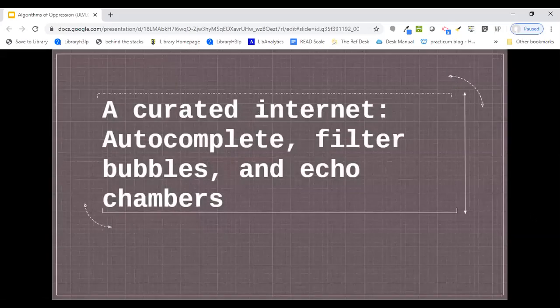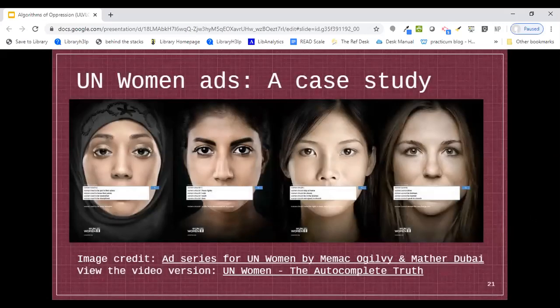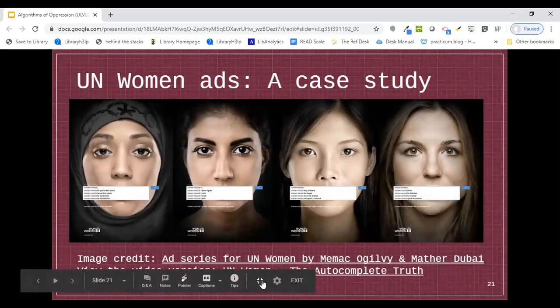So the next section I want to talk about is this idea of the internet being curated for us. And this is something that people are talking about a lot, especially in terms of personalization or recommendation engines. I'm going to talk about autocomplete functions, which have changed quite a bit in Google. I'm going to talk about filter bubbles, and I want to talk a little bit about this idea of echo chambers.